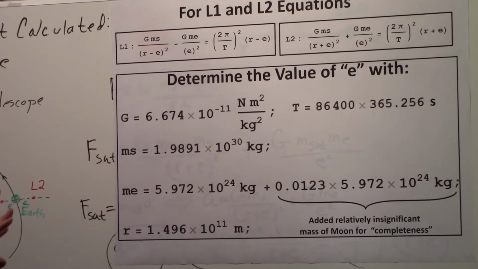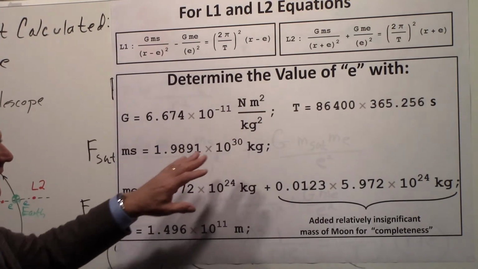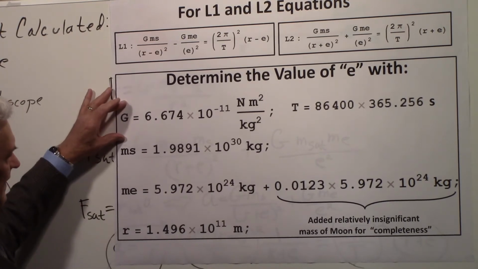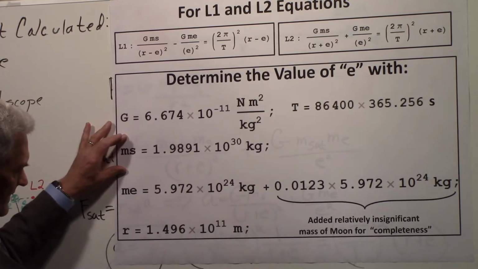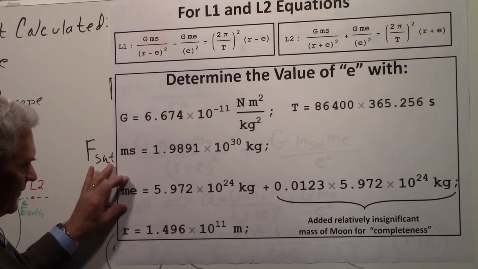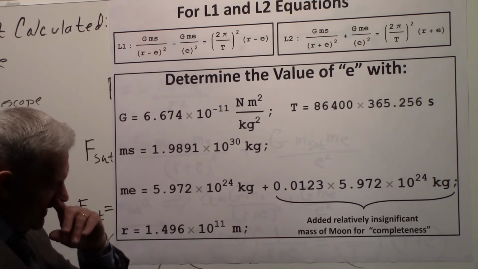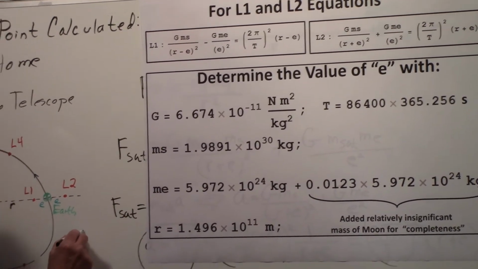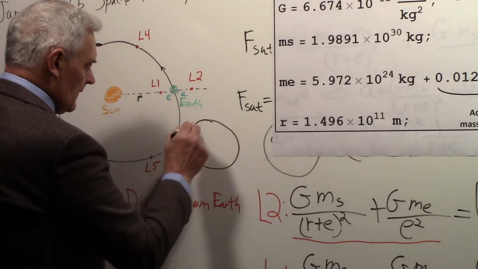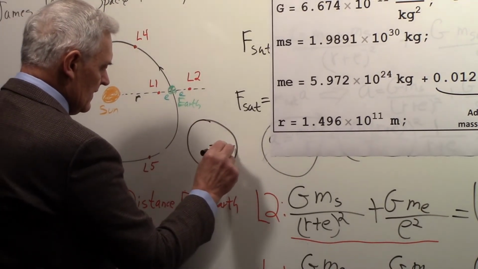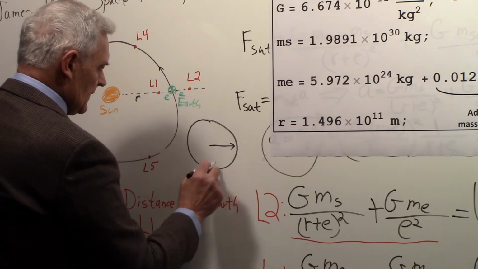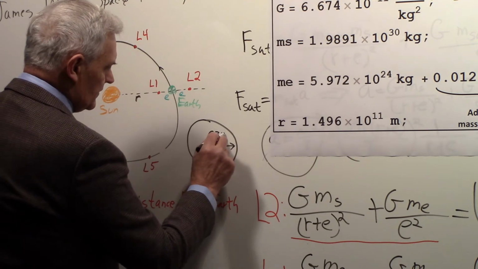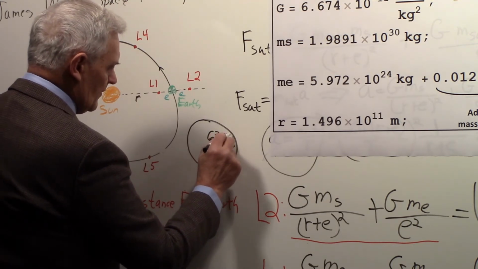And in order to determine the value of E, we'll use these values. This is the value for the gravitational constant. This is the value for the mass of the Sun. This is the value for the mass of the Earth. I did add in the mass of the Moon. If you look at the Earth, its radius is something like 6,310 kilometers, something like that.